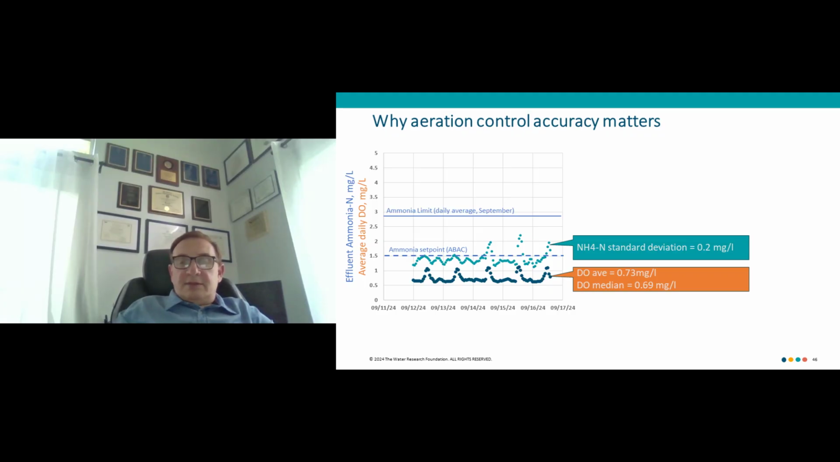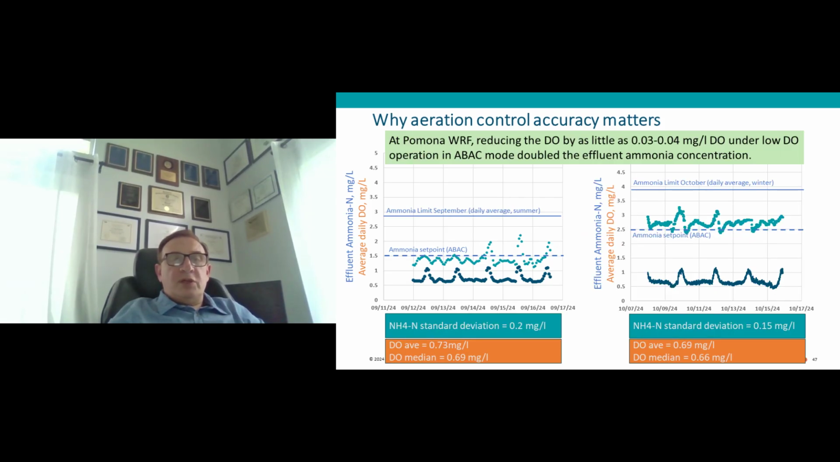On October 1st, the regulatory ammonia limit increased by 1 milligram per liter, so the team decided to raise the ammonia target to 2.5 milligram per liter to see whether lower DO is possible. Indeed, after increasing the set point to 2.5 milligram per liter, the average ammonia was slightly above, as you can see, 2.6, 2.7, and DO decreased to below 0.7 milligram per liter.